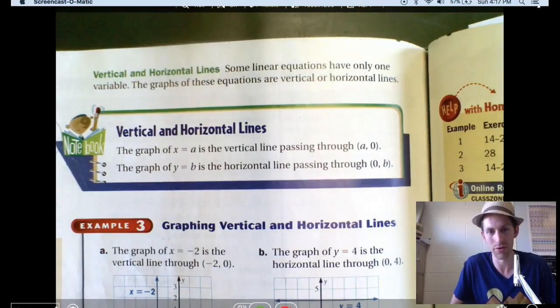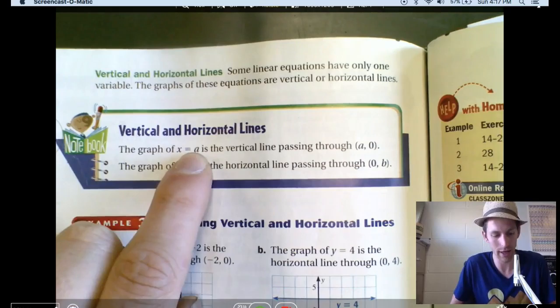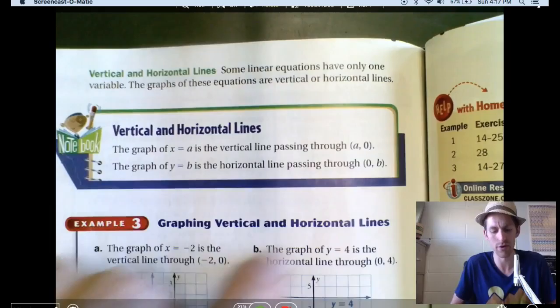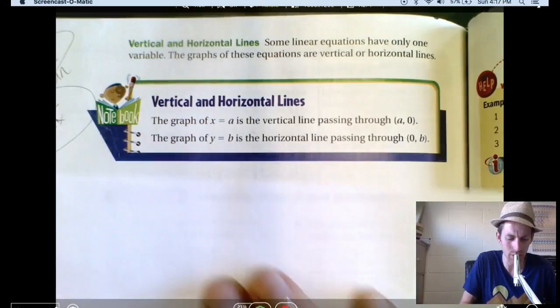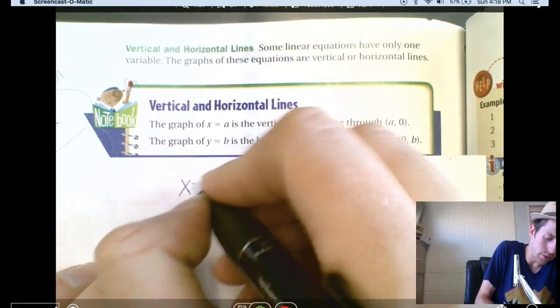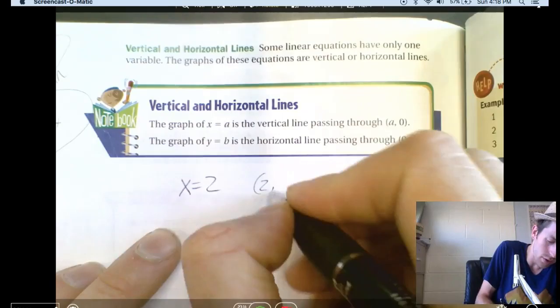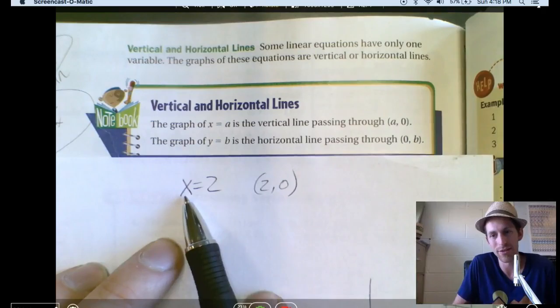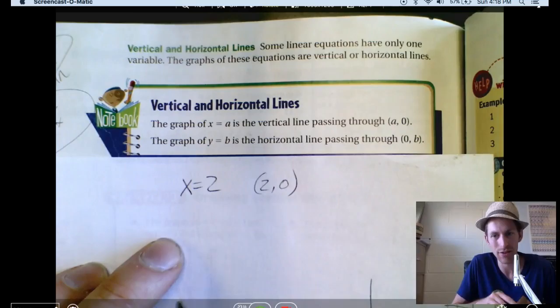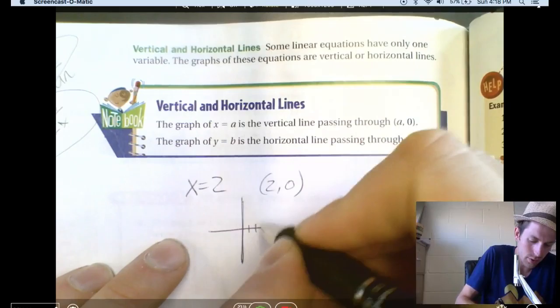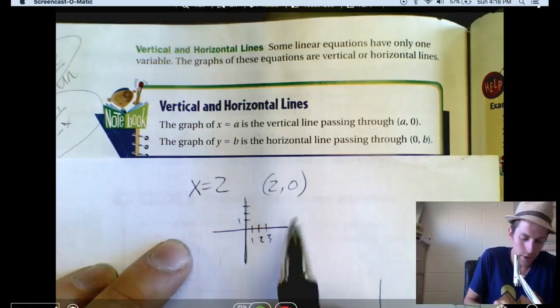So, the graph of x equals some number a, pretend a is any number, is the vertical line passing through (a, 0). Now, this is always counterintuitive to my students, and it was to me too. The graph of, let's say, x equals 2 would be a vertical line passing through (2, 0). Now, when you see the x term, you're typically thinking horizontal, like the x-axis is horizontal. But this is actually a vertical line. Why? Because watch this. Here's my graph. Giving you my scale here. Where is (2, 0)? It's right here. 2 over, 0 up, 0 down.